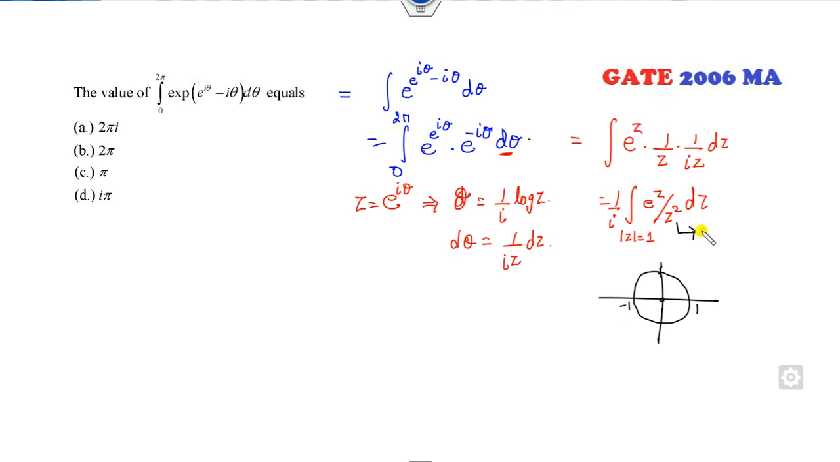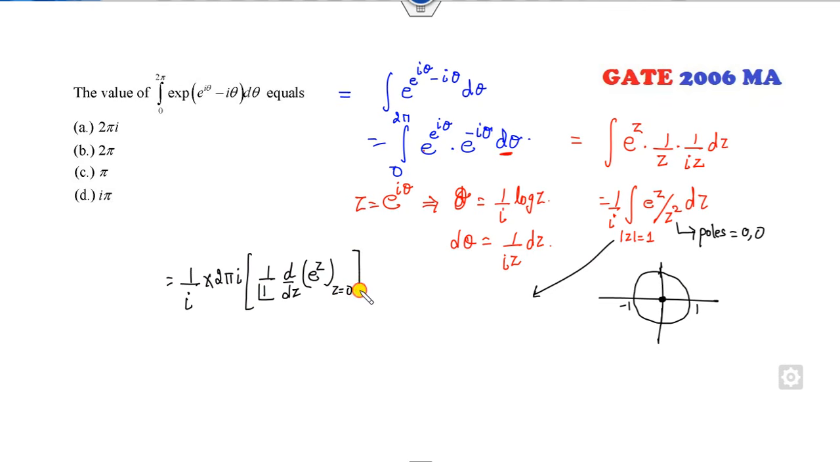What is the pole of this? The pole is 0, which lies inside it. So what is the right answer? 1 over iota into 2 pi iota. It's a pole of order 2, so it's 1 factorial times the first derivative of the numerator part at the point z equal to 0. What is the first derivative? e raised to power z, at the point 0 is 1. So it is cancelled, and the right answer is 2 pi.